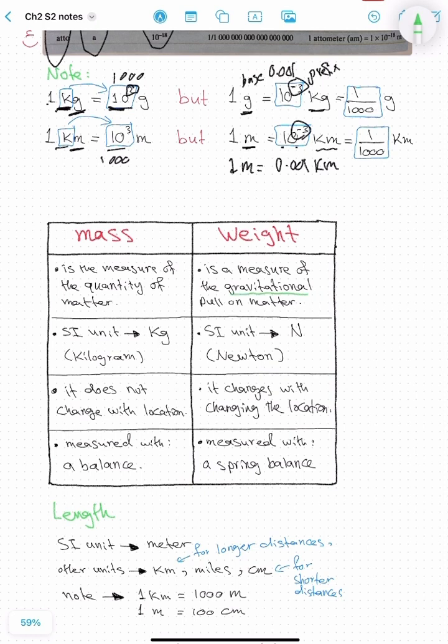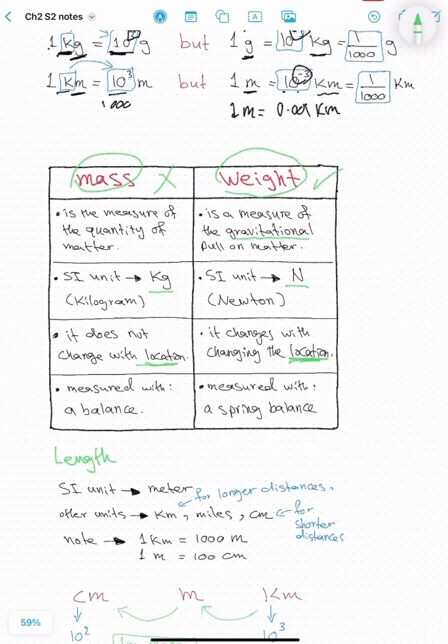So the SI unit for mass, we talked about this, it's kilograms. But for weight, because it's a force, the SI unit is newtons. So weight has something to do with gravity. Mass does not have anything to do with gravity. Meaning, if you change the location, weight will change. If you change the location, mass does not change because it's not related to gravity. Okay? The devices that we use for mass, we use a balance to measure it. For weight, we use a spring balance.